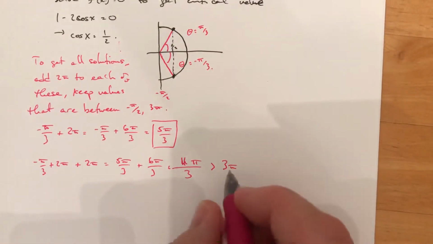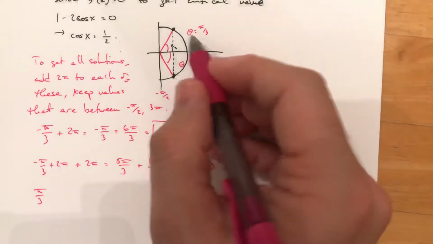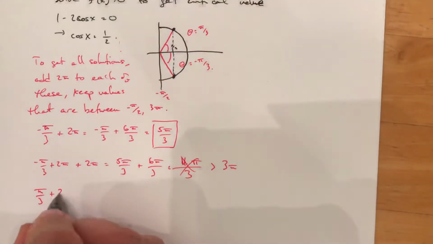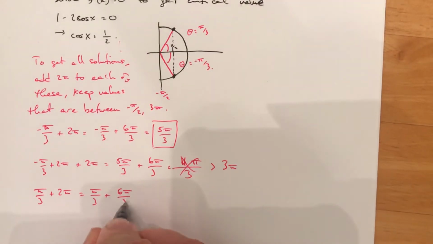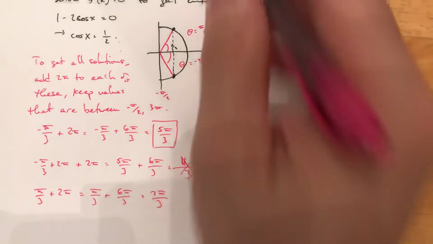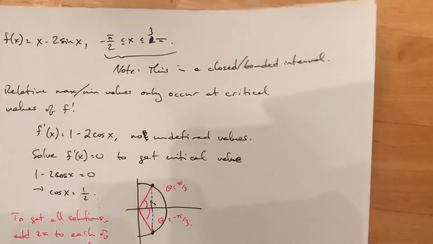Then we're going to take our pi over 3, the positive pi over 3, and we're going to add 2 pi to that. That's pi over 3 plus 6 pi over 3 makes 7 pi over 3. That's less than 3 pi, and so we'll keep going.